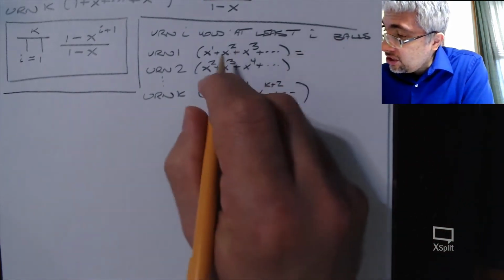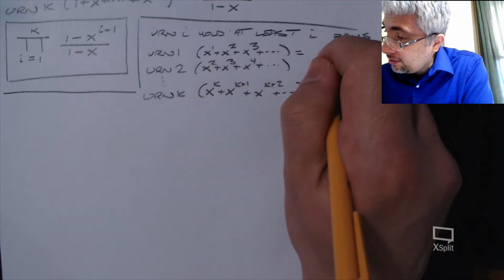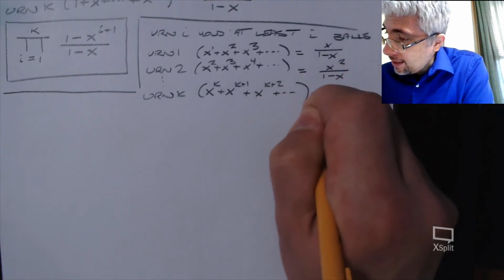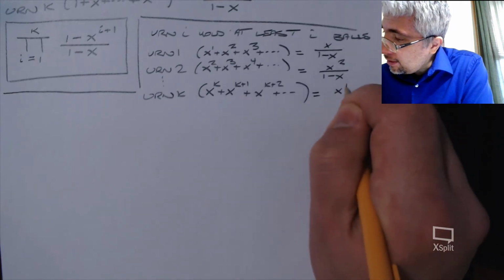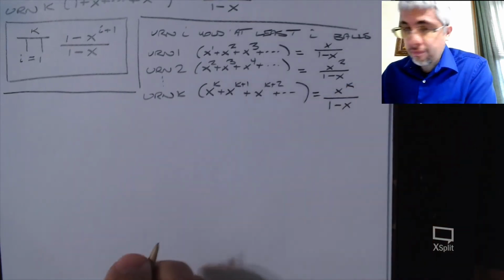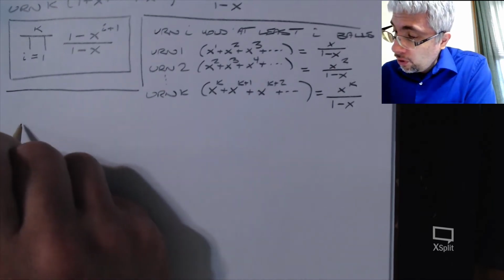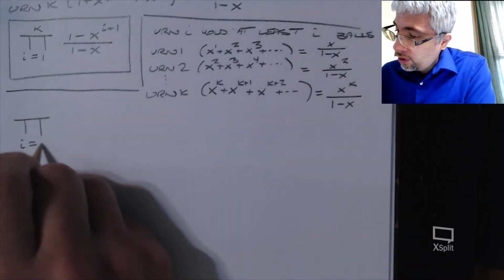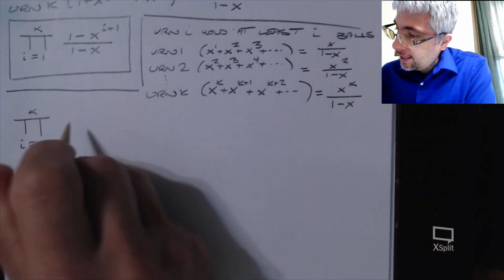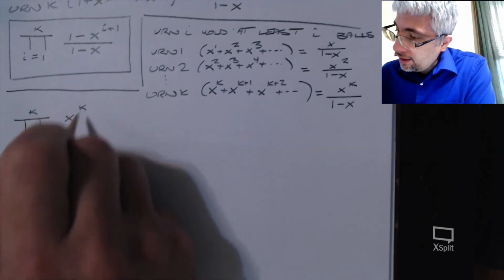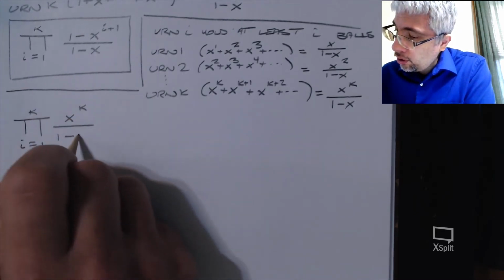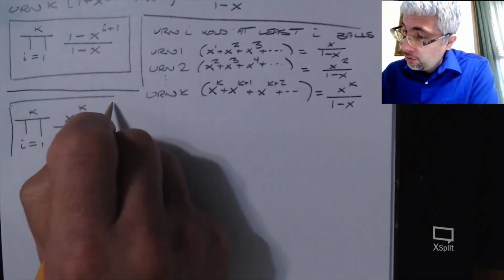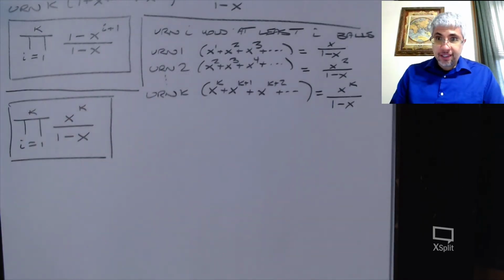So this is just going to be x to the i times the normal geometric series formula, so x over 1 minus x. Okay, so what do we have here? Well, we will have the product from i equals 1 all the way up to k of x to the i over 1 minus x. So that's our generating function for the at least i balls case.